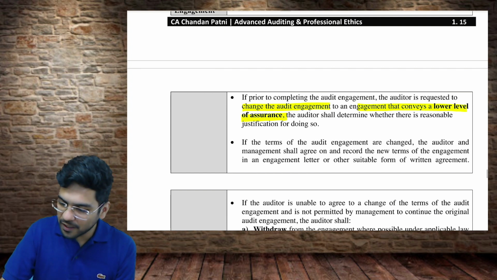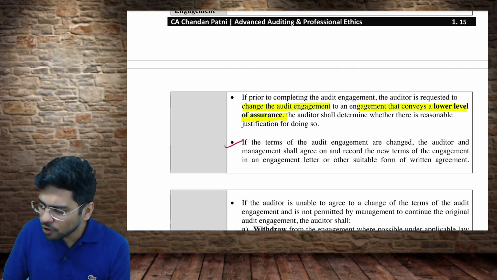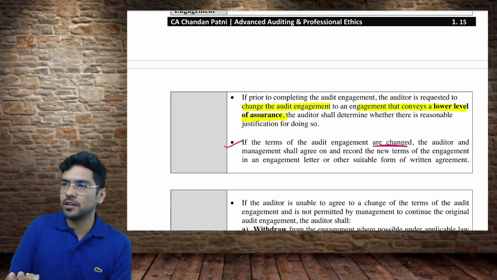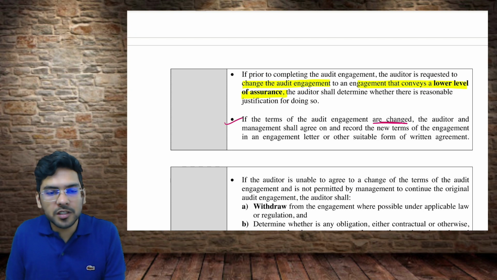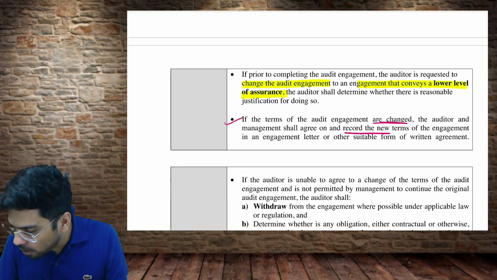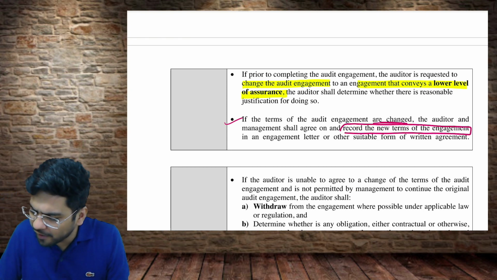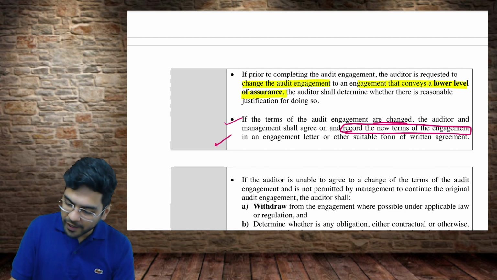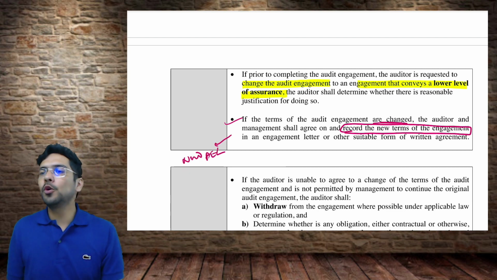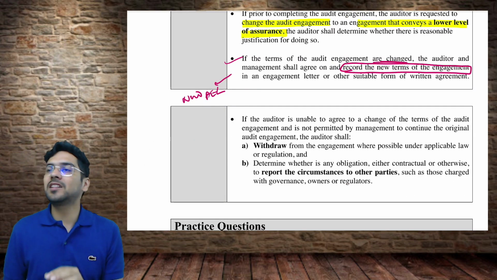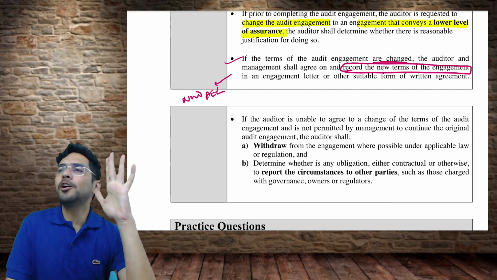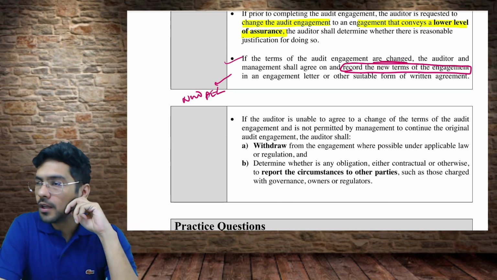Third, it says, if you agree to change, if the terms of audit engagement are changed, the auditor and management shall agree on and record the new terms of engagement again in writing. Yes or no? So again they should come up with a new AEL, yes or no, with new terms and conditions. Is this clear?